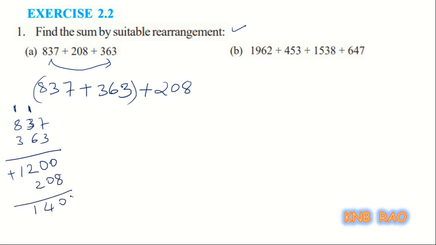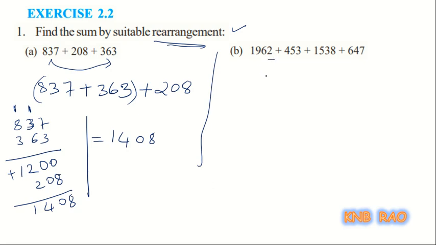It is 1408. So, that is how by rearrangement we can simplify our calculations. Now students, can you identify here which to be regrouped or rearranged? Since it is ending with 2, better to add with ending with 8.